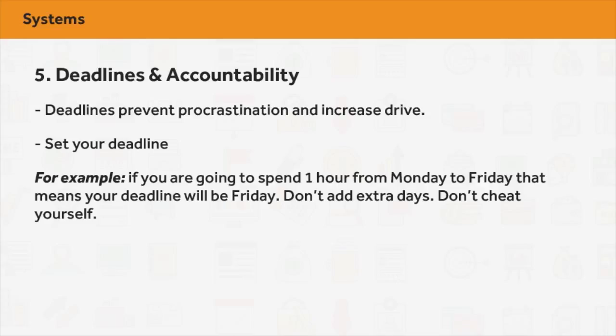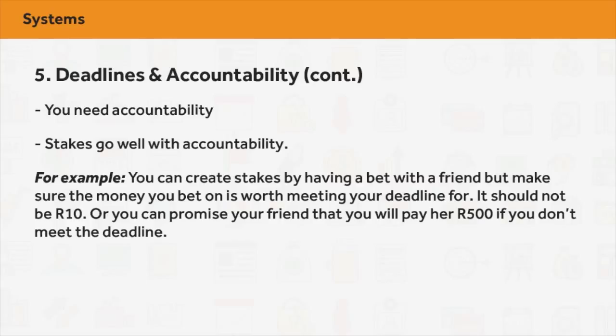Please don't cheat yourself. You need to be accountable to someone so that you will be able to deliver. And that someone cannot be yourself, and it cannot be God. It needs to be either a friend or a mentor or a family member. If you're not accountable to anyone, you will always push back your deadlines.